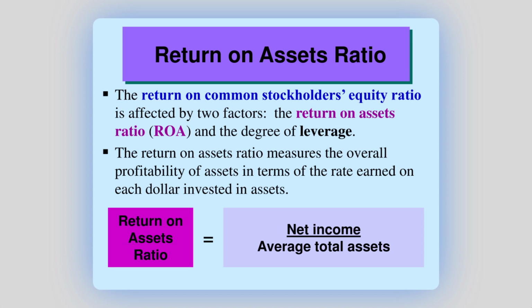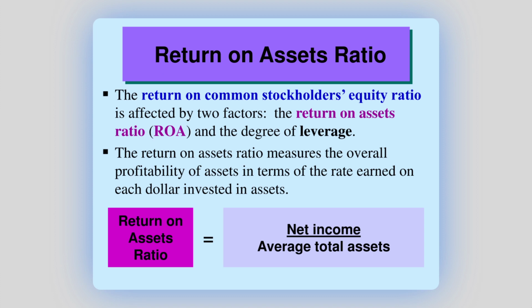The return on common stockholders' equity ratio is affected by two factors daw: the return on assets and the leverage. Okay? So ROA, return on assets. The return on assets ratio measures the overall profitability of your assets, in terms of the rate earned on each dollar or peso invested in assets. So, ano yung formula, class? ROA can be computed as net income divided by your average total assets.